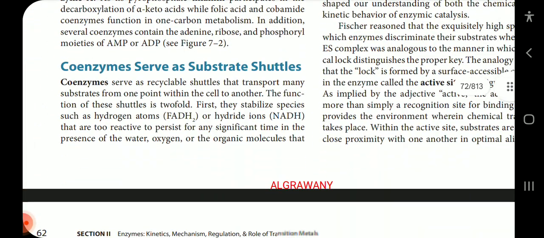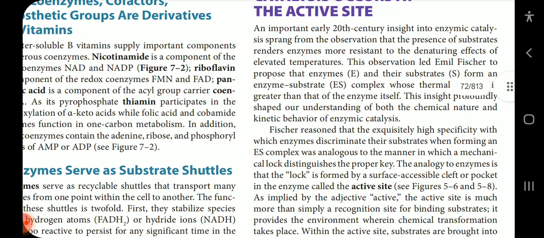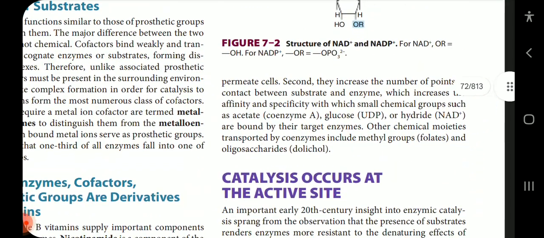Now coming back to coenzymes serving as substrate shuttles. Coenzymes serve as recyclable shuttles that transport many substrates from one point within the cell to another. The functions of these shuttles are twofold. First, they stabilize species such as hydrogen atoms (FADH2) and hydride ions (NADH) that are too reactive to persist for any significant time in the presence of water and oxygen or the organic molecules that permeate cells.